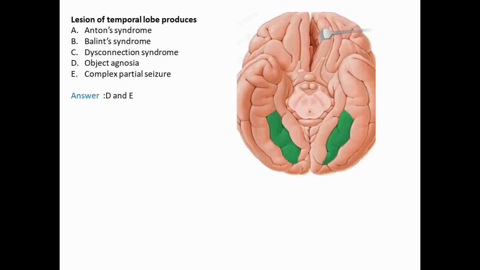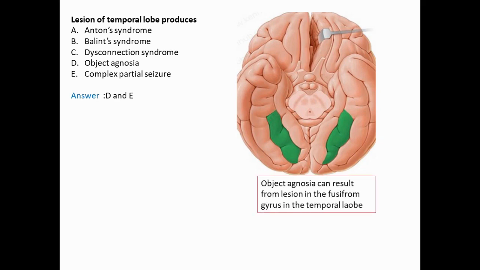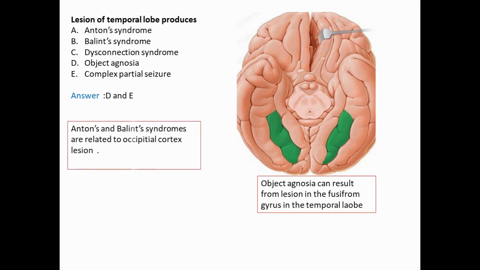Lesion of temporal lobe produces Anton syndrome, Balint syndrome, disconnection syndrome, object agnosia, complex partial seizure. Yes, the answer is D and E. When you look at this diagram, you see the fusiform gyrus. Object agnosia can result from lesion in the fusiform gyrus in the temporal lobe, while Anton and Balint syndrome are related to occipital cortex lesion.